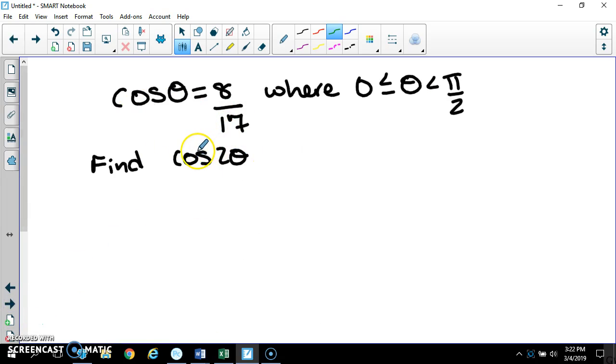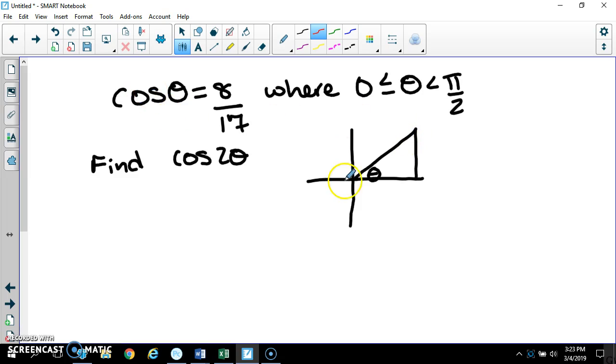If this is what I was given, cosine of theta is equal to 8 over 17, where theta is between 0 and pi over 2, I need to find cosine 2 theta. So let's break this down. This is telling me where I'm at. I'm located in this quadrant between 0 and pi over 2. Well, 0 and pi over 2 is going to put me in my first quadrant right here. And here's my theta. Because don't forget, theta is always going to be touching the origin and the x-axis.